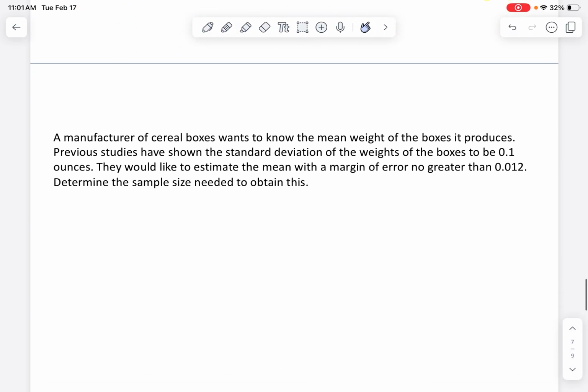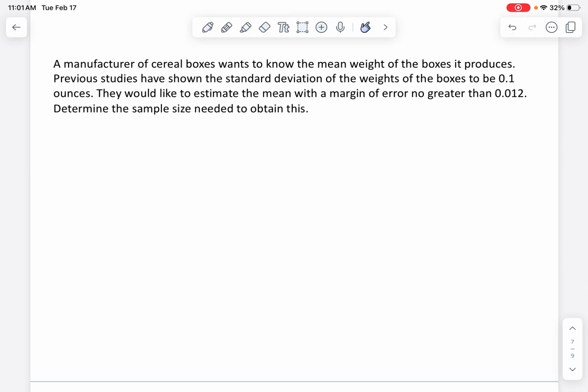All right, let's do one more example on margin of error. This says a manufacturer of cereal boxes wants to know the mean weight of the boxes it produces. Previous studies have shown that the standard deviation of the weights of the boxes to be 0.1 ounces. They would like to estimate the mean with a margin of error no greater than 0.012. Determine the sample size needed to obtain this.